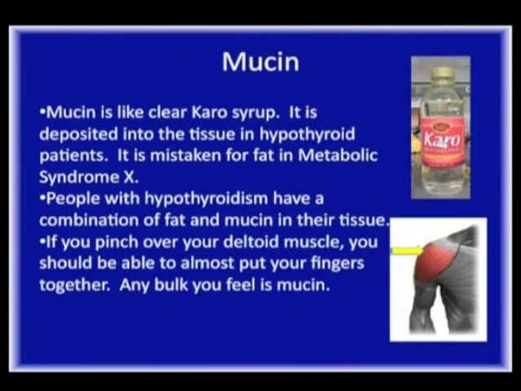Once you become hypothyroid, your body makes mucin. Mucin is like clear Karo syrup. It is deposited into the tissue in hypothyroid patients. It is often mistaken for fat in metabolic syndrome X. People with hypothyroidism have a combination of fat and mucin in their tissue. If you pinch over your deltoid muscle, you should be able to almost put your fingers together. Any bulk that you feel over this muscle is mucin.